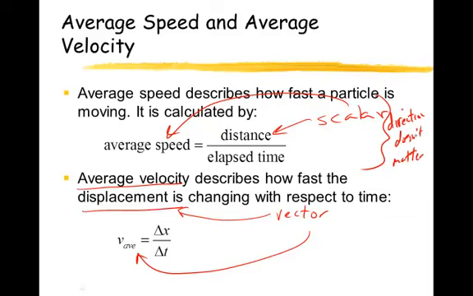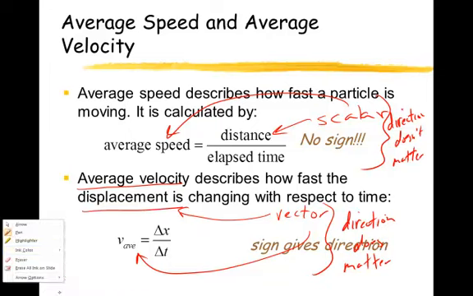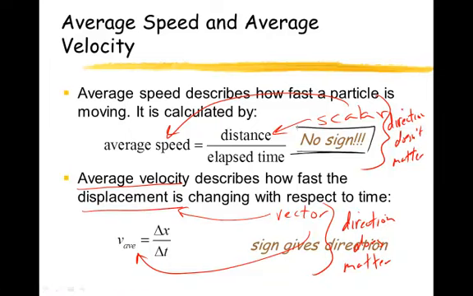But for the vectors, direction does matter. So those are our definitions of average speed and average velocity. Now, remember that there's no sign for average speed because it's a scalar, and for average velocity, the sign gives us the direction.